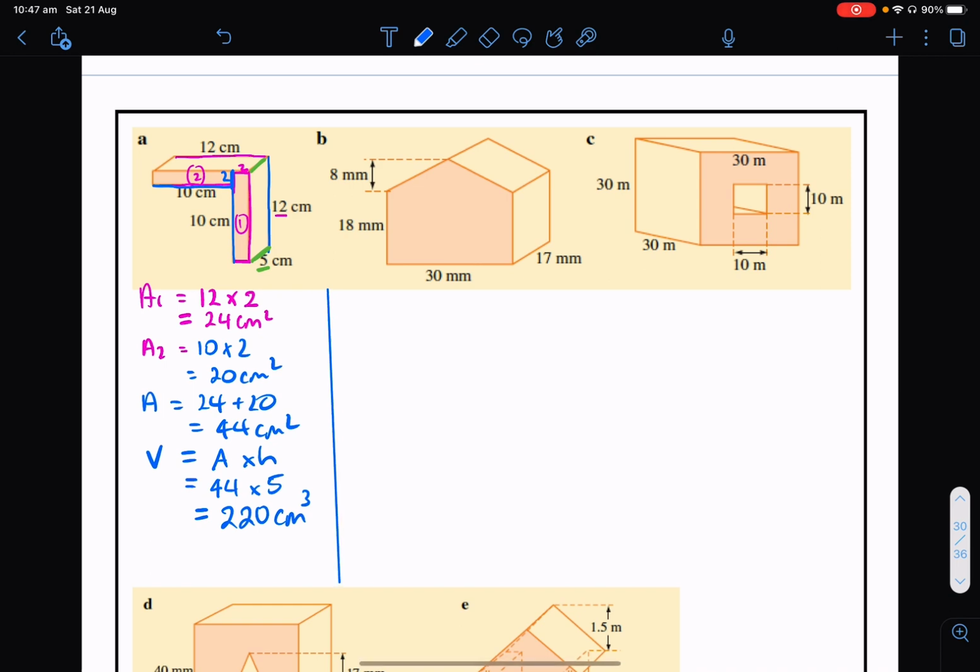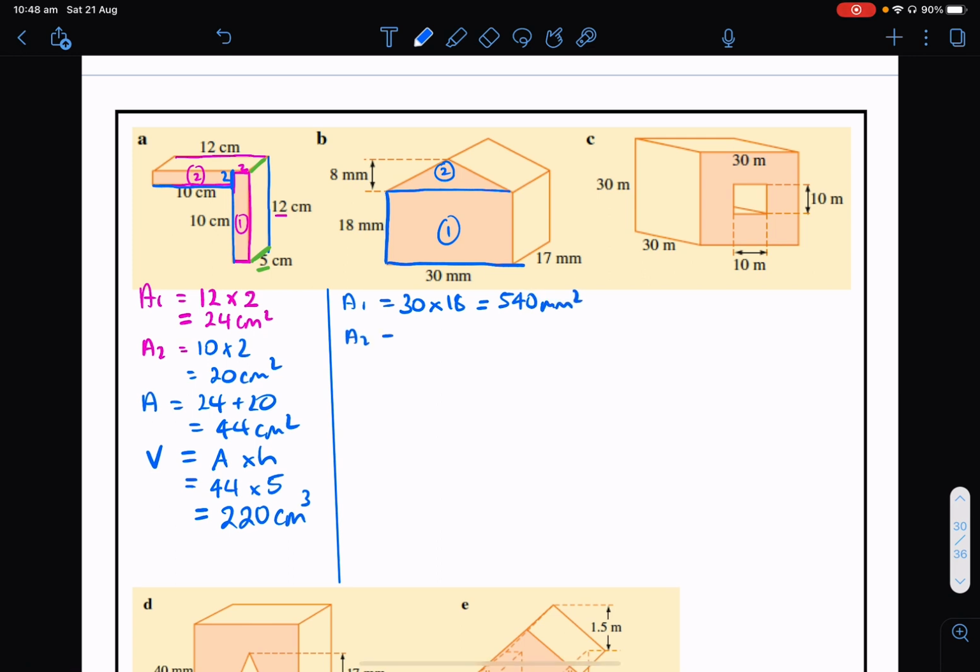All right, let's have a look here. I'm going to split this one into two. So I've got a rectangle and a triangle. So area 1 is going to be my rectangle. I can see that it's 30 by 18. That's nice and easy. 30 by 18. And remember how I always say to you, even if you can't do the whole thing, just do what you can. Like you can all find the area of a rectangle. So that's 540 millimeters squared.